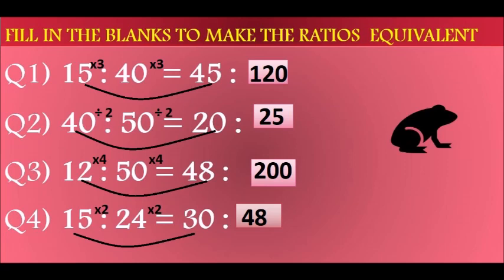Now when we multiply 15 by 2, it will give us 30. The same number goes with the second figure: multiplied by 2 will be connected with 24. 24 times 2 is giving us 48. This is how the equivalent ratios are done.